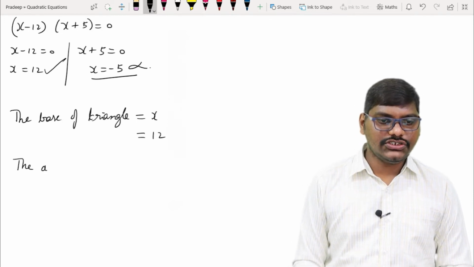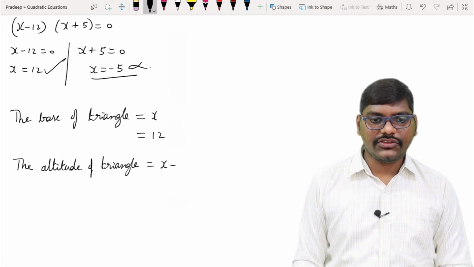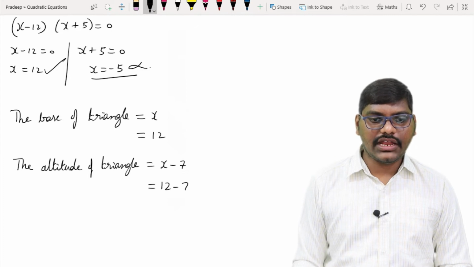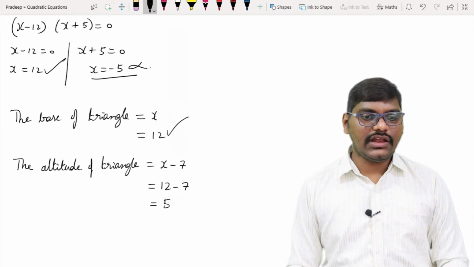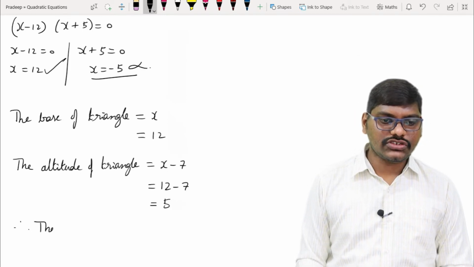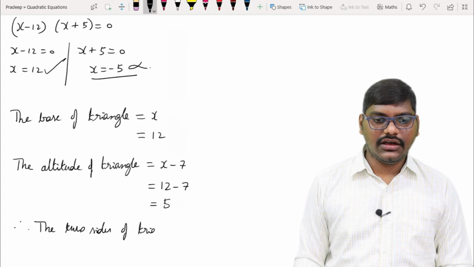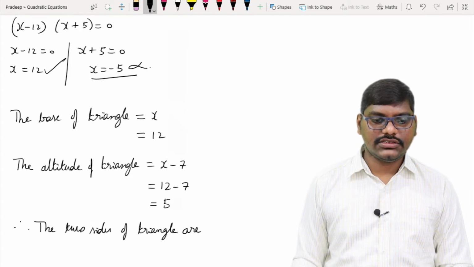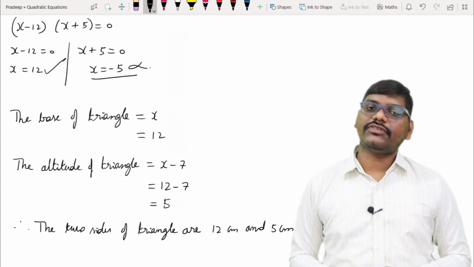So I can write the altitude of triangle. Right. So what is the altitude of triangle? That is x minus 7. So that is x is 12. So 12 minus 7, we are getting what? 12 minus 7, in the sense that is 5. So we got the base of the triangle as 12 and the altitude of the triangle as 5. Alright. So we can write the conclusion. Therefore, the two sides of the triangle are, one is 12 centimeter and the other is 5 centimeter. Right. So this is all about this particular question. So we'll go for the next one.